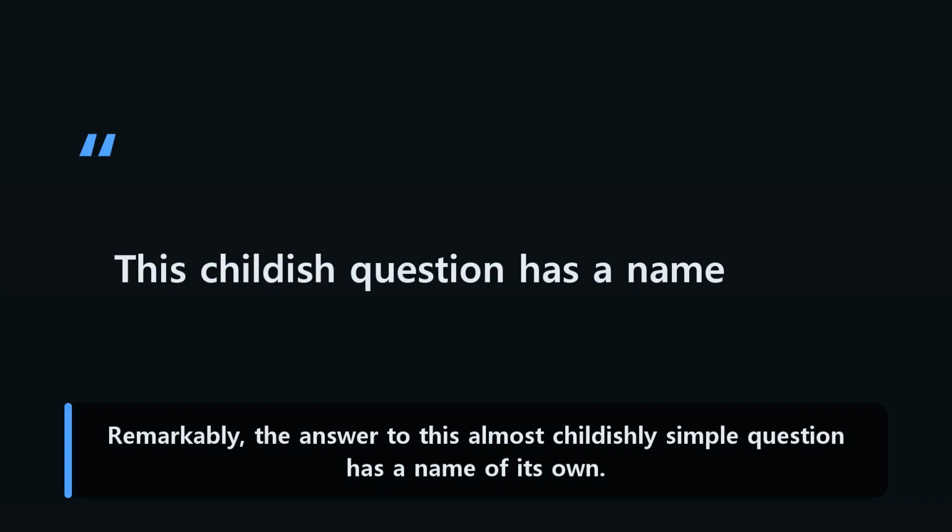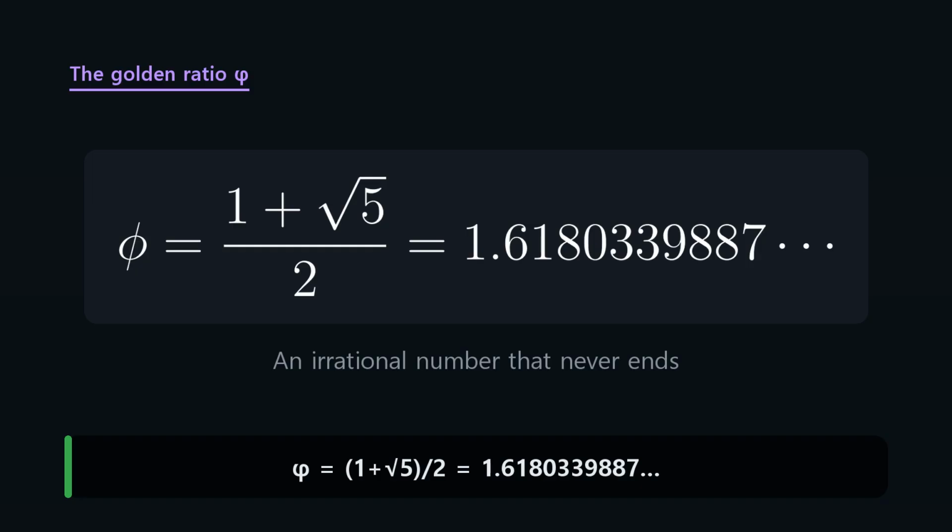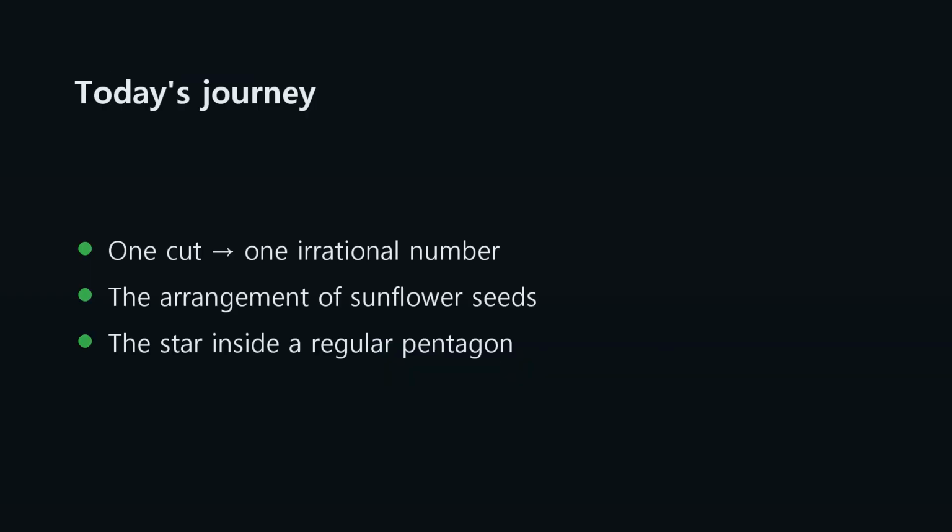Remarkably, the answer to this almost childishly simple question has a name of its own. It is the golden ratio. Its symbol is the Greek letter phi. Its value is an irrational number that begins with 1.618. Here is today's journey. One cut becomes an irrational number, and that number is written into seeds and stars.